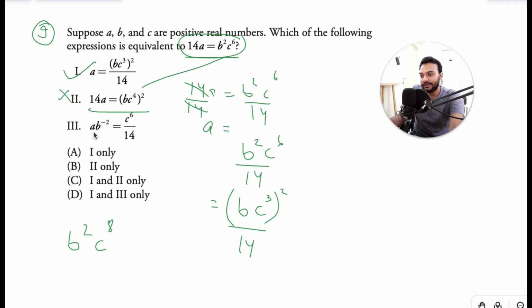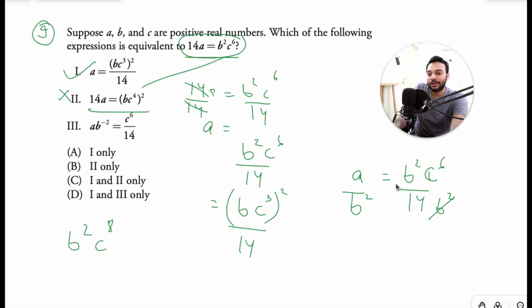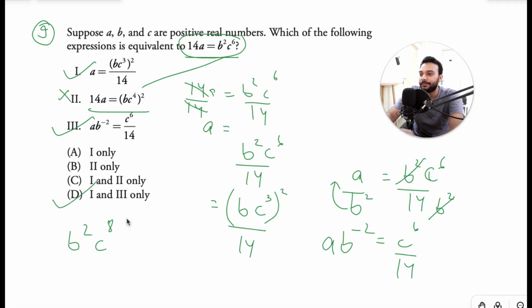Third one, a times b raised power negative 2 is equal to c raised power 6 over 14. Okay, this might make sense. So a is equal to b squared c raised power 6 over 14. We already have this. If we divide both sides with b squared, we get rid of the b squared from the right hand side and it comes over to the left hand side in the denominator. So while it comes to the numerator, it will come with a negative power. A b raised power negative 2 is equal to c raised power 6 over 14. So the third statement is also correct. So 1 and 3 only. Option D is the correct answer. Okay, let's go to the next one.